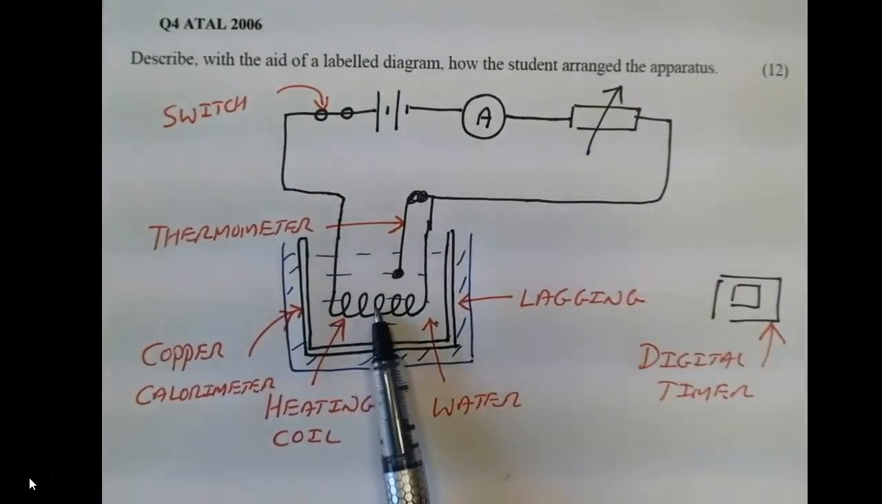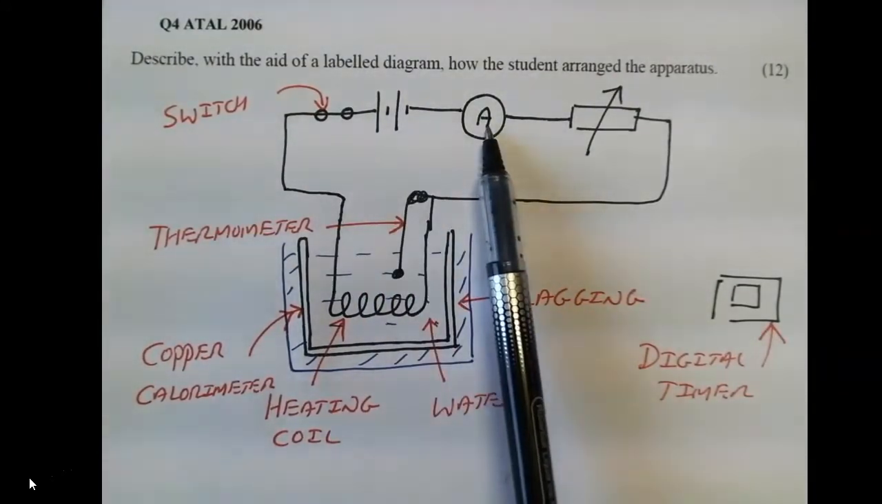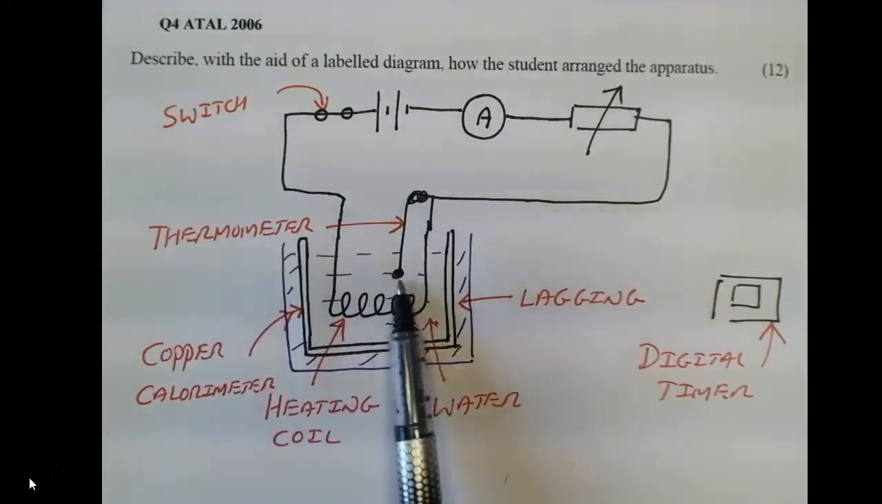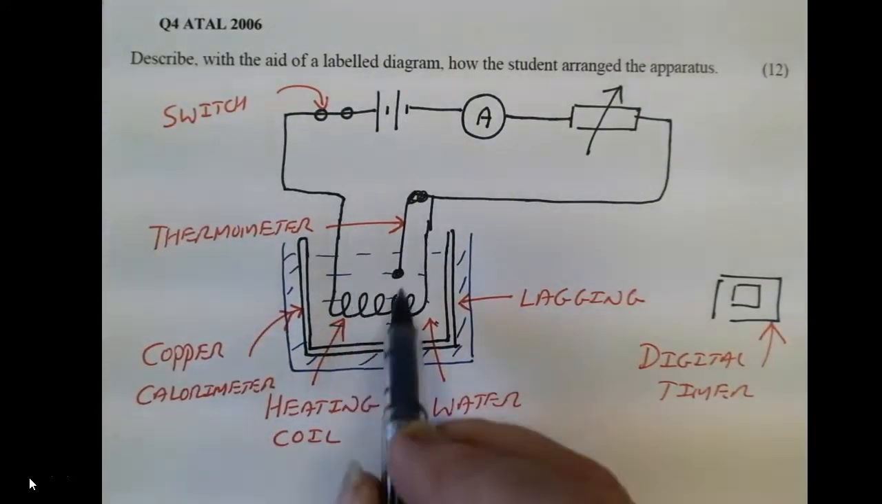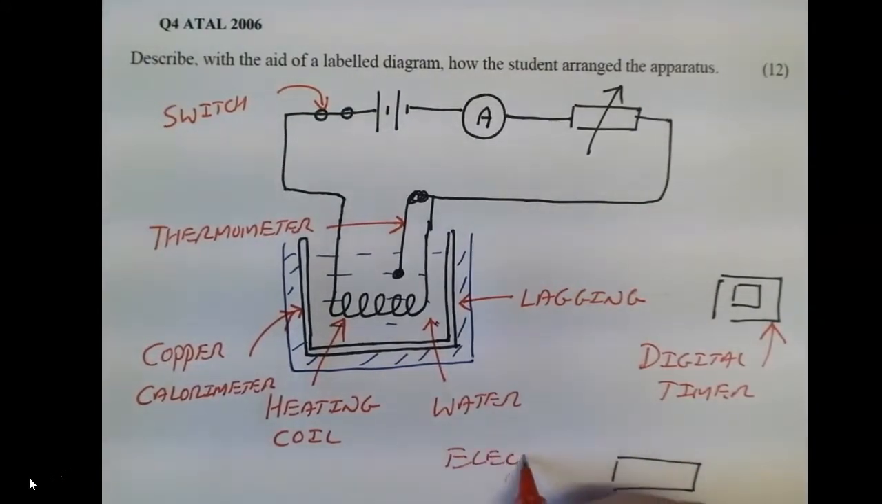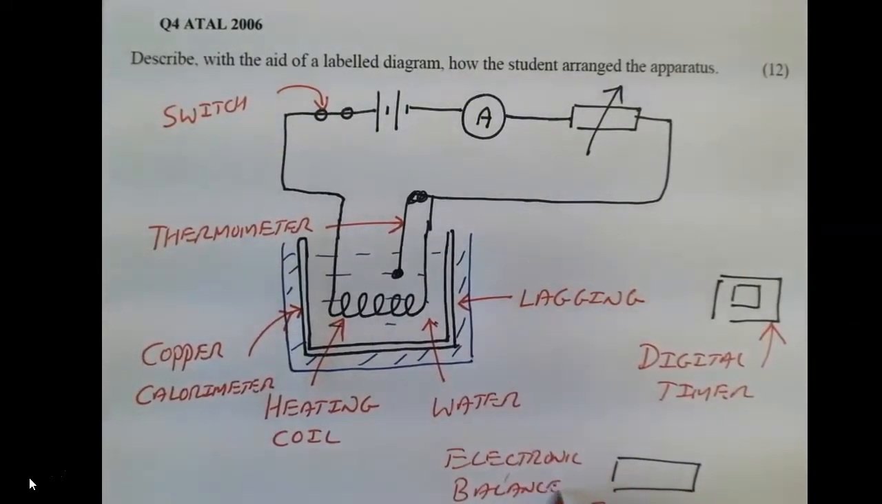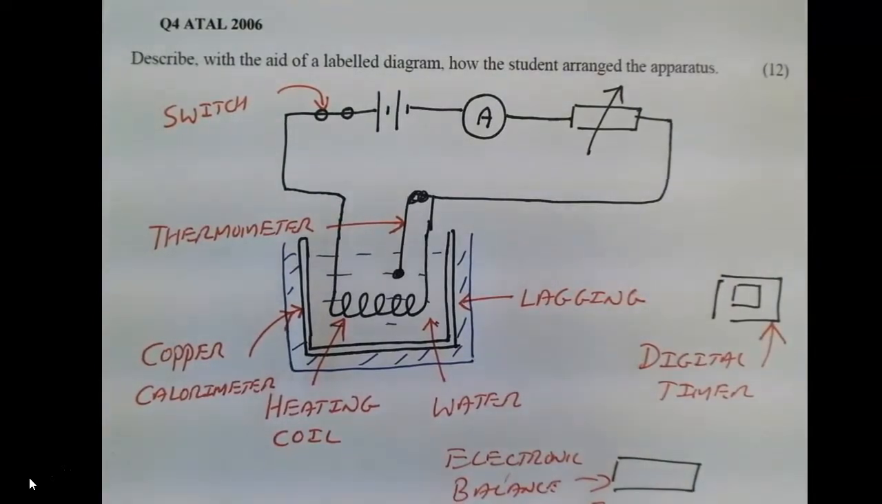So we've got the heating coil heated by the power supply. We know the current passing through the heating coil because it's measured on the ammeter. We know the rise in temperature of the water because it's measured on the thermometer. For the sake of completeness, because we're going to be measuring the mass of the water, you could put in a digital electronic balance as well. And that is the equipment and the diagram needed in this experiment.